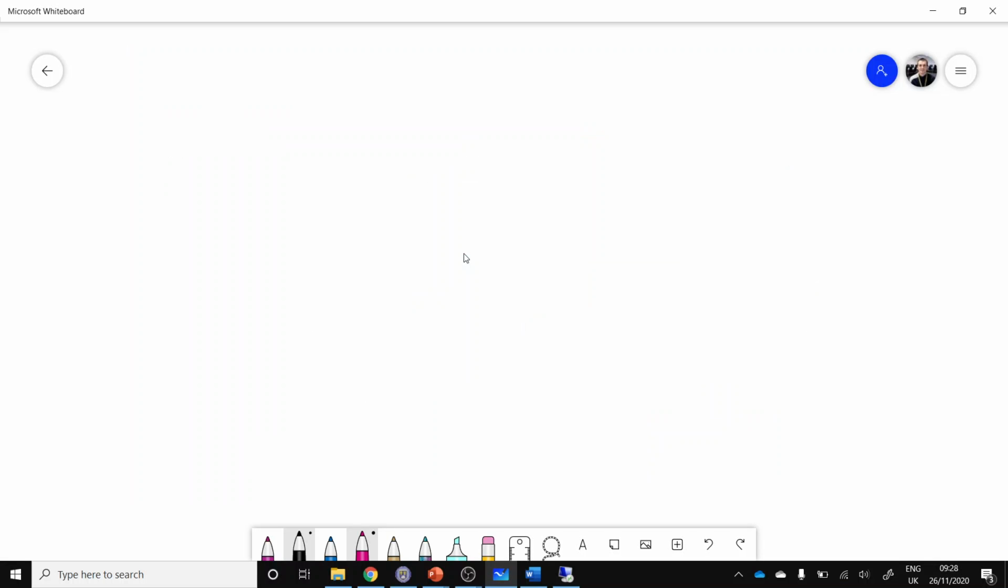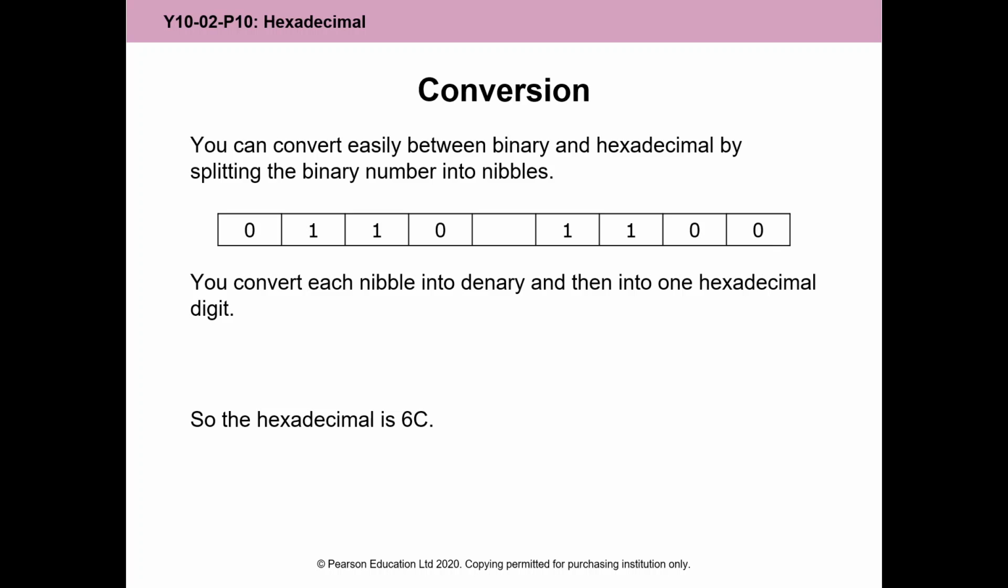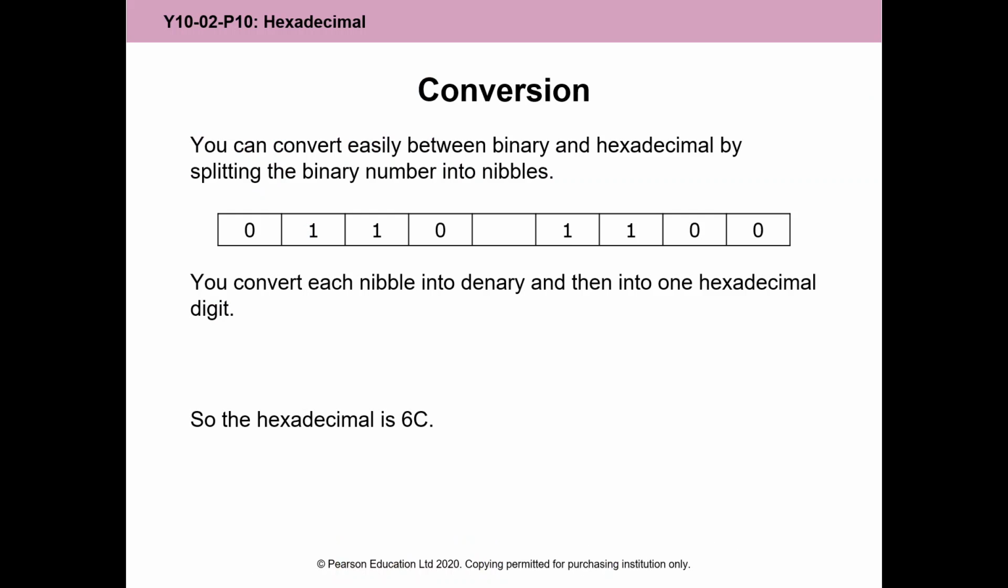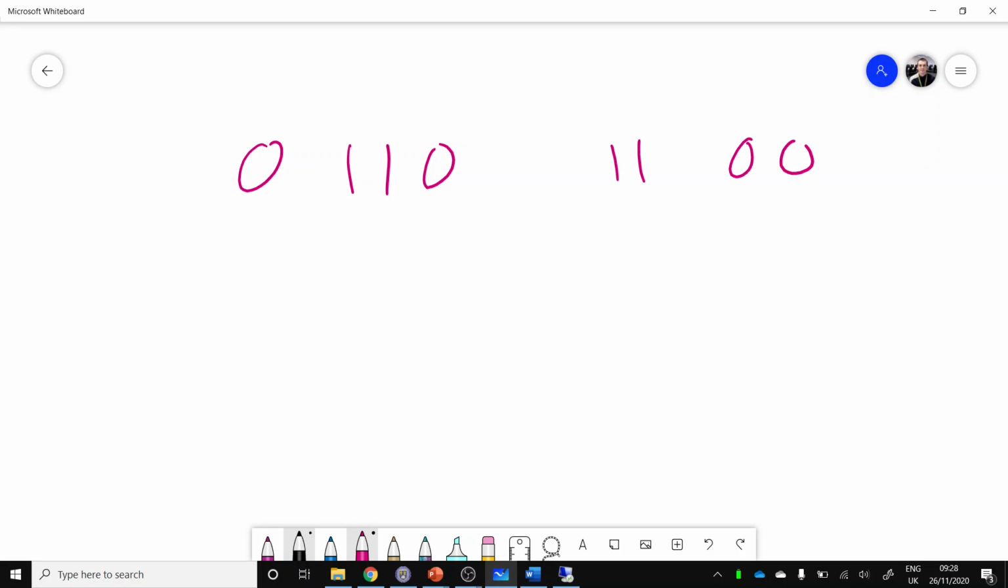Whoa, where's my whiteboard gone? So if we take a binary number, it would be nice if it was the same one, 0110, 1100. Split it in half, so we've got 2 nibbles. And then each half you work out as denary. So you do 1, 2, 4, and 8. If people are going to make a mistake, they'd probably try and work it out as an 8-bit number. 1, 2, 4, 8, 16, 32, and so on. It's easier than that because we only have to deal with numbers up to 16.